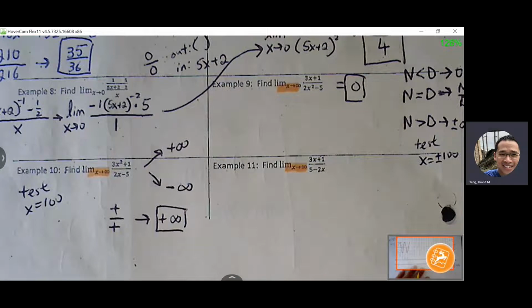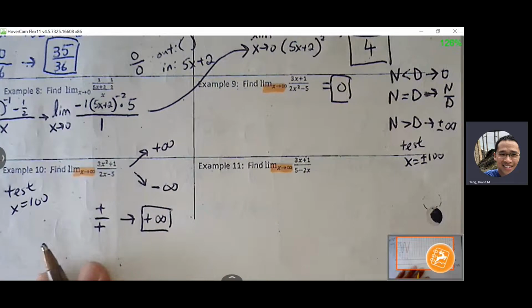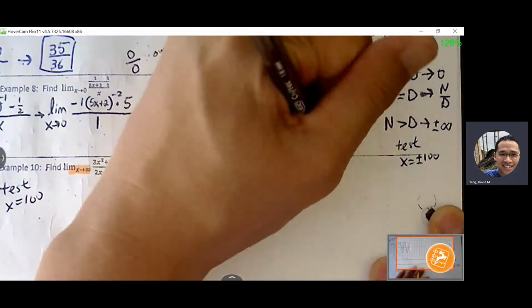Okay, number 11 is also infinity. What do you notice when you compare degrees? The same. So just take the ratio. The ratio is simply 3 over negative 2, negative 3/2.